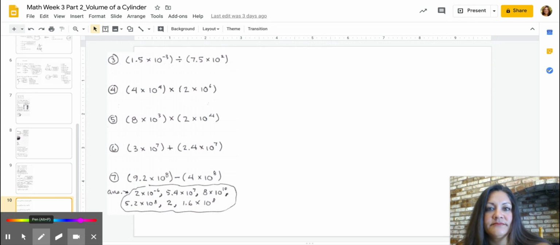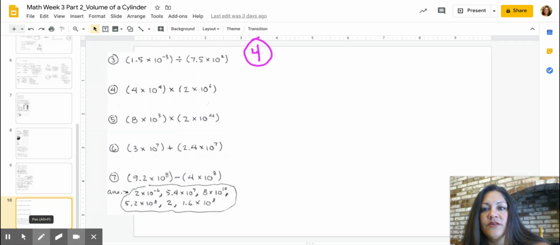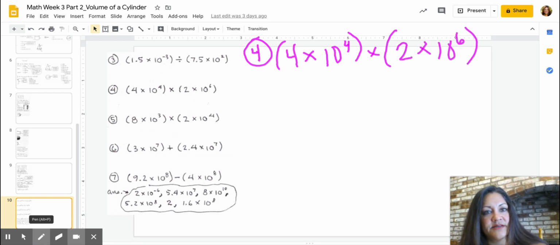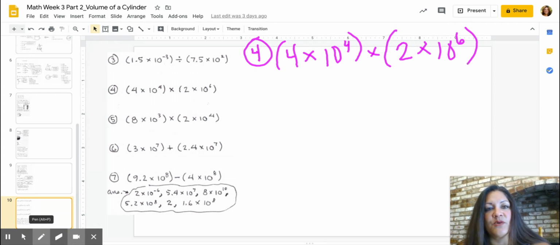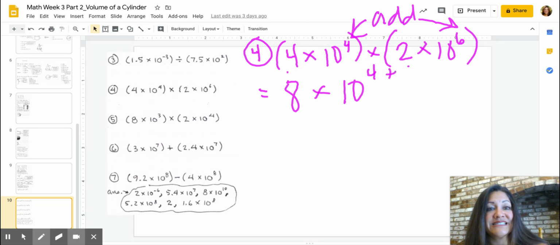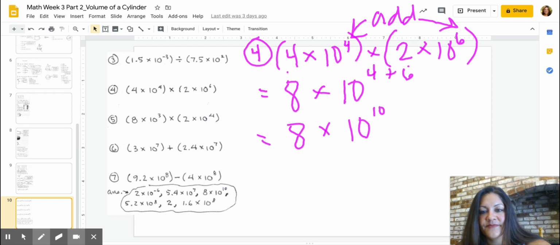Number 4. 4 times 10 to the fourth times 2 times 10 to the sixth. This is multiplication, which means I am going to add the exponents. So first thing, 4 times 2, easy peasy. That is 8 times 10 to the fourth plus 6. The answer here is 8 times 10 to the 10th. There we go.